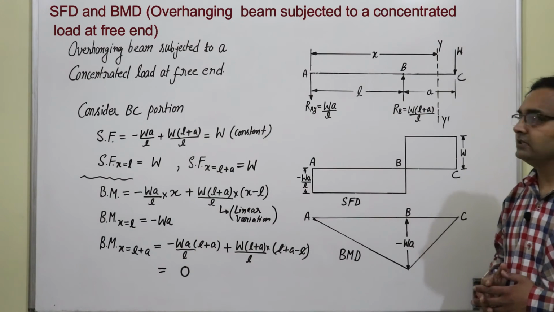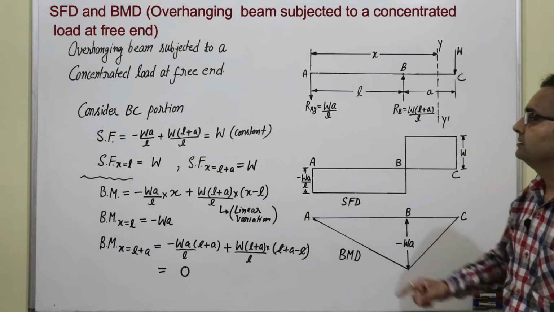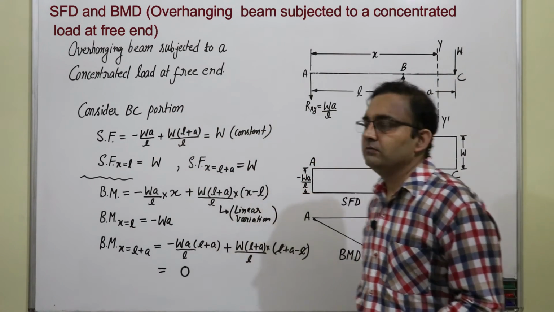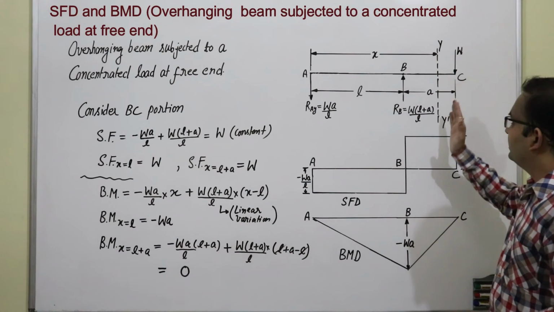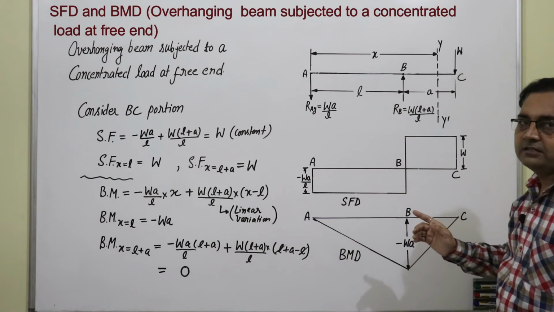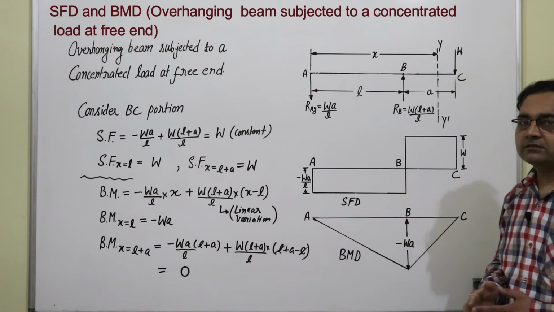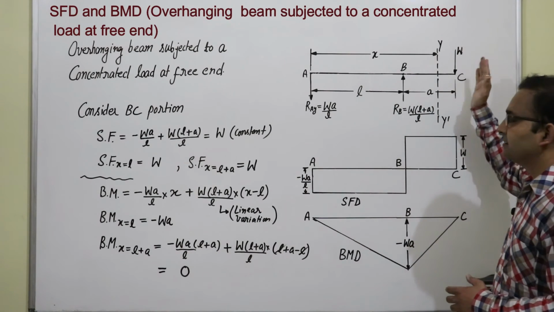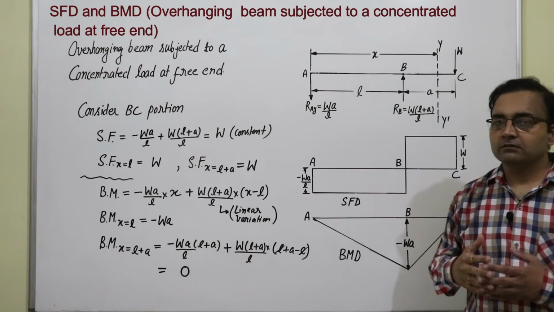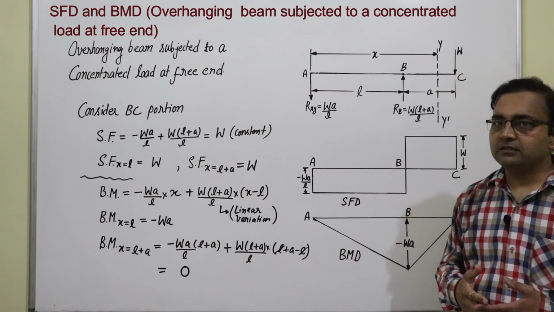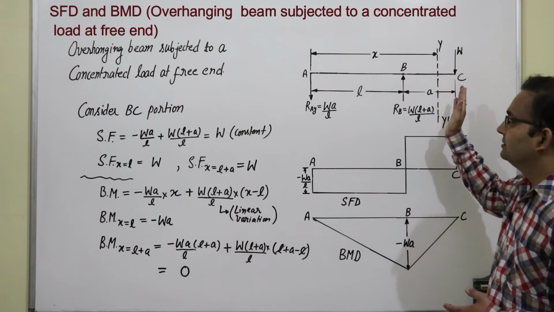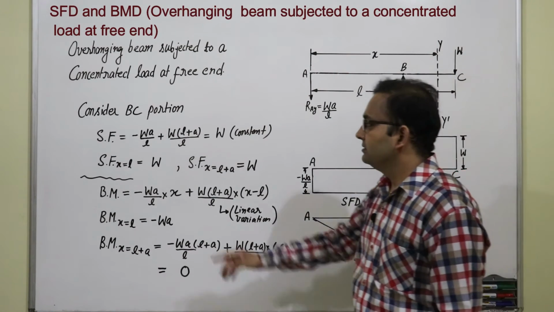After that, we will consider portion BC. We will take section y dash and its distance from point A is x. We can also solve this question from the right side, but we are maintaining one strategy to solve this numerical from the left portion.